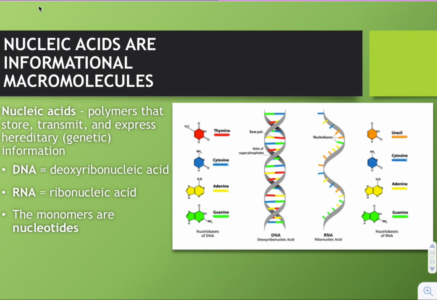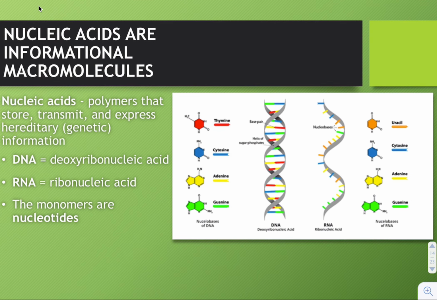All right, DNA and nucleic acids. So nucleic acids are informational macromolecules. Nucleic acids are polymers that store, transmit, and express hereditary information. DNA is deoxyribonucleic acid, RNA is ribonucleic acid, and the monomers in nucleic acids are nucleotides. Nucleic acids, DNA, RNA would be the polymer.